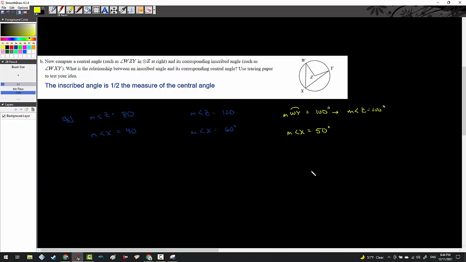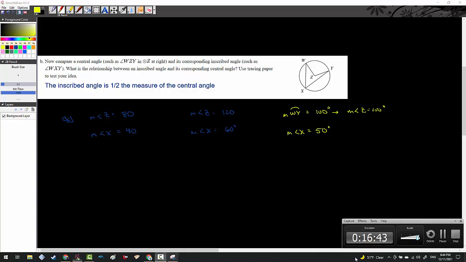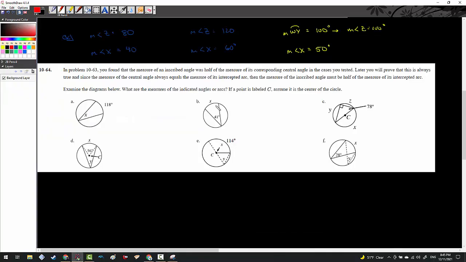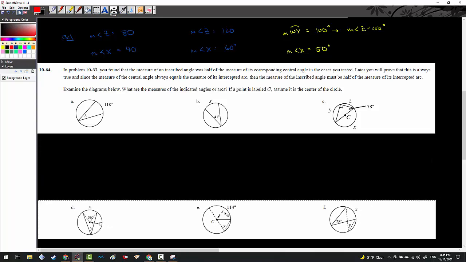Okay, let's go and do an example of this, and then we'll be good. Okay, now that we've got these two ideas under our belt, let's go and do some examples of inscribed and central angles. I'll go and make some space right there. So it says, examine the diagrams below. What are the measures of the indicated arcs or angles? If a point is labeled C, assume it is the center of the circle.